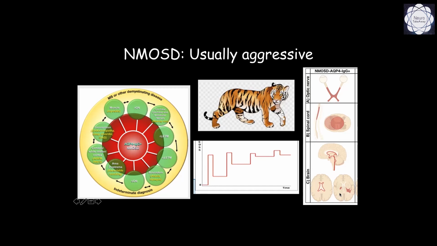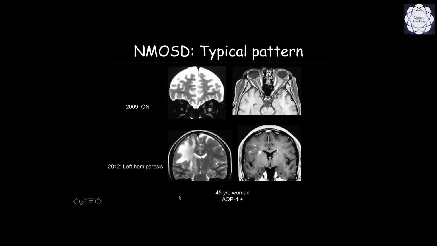We don't know yet why these areas are affected, because there are not many aquaporin 4 channels at this level, and the circumventricular area in which there is a lot of aquaporin 4, and there are fenestrated capillaries. Here we have a typical case of an NMOSD. In 2009, the patient developed a left side optic neuritis. You can see the extension all the way back to the chiasm of this process.